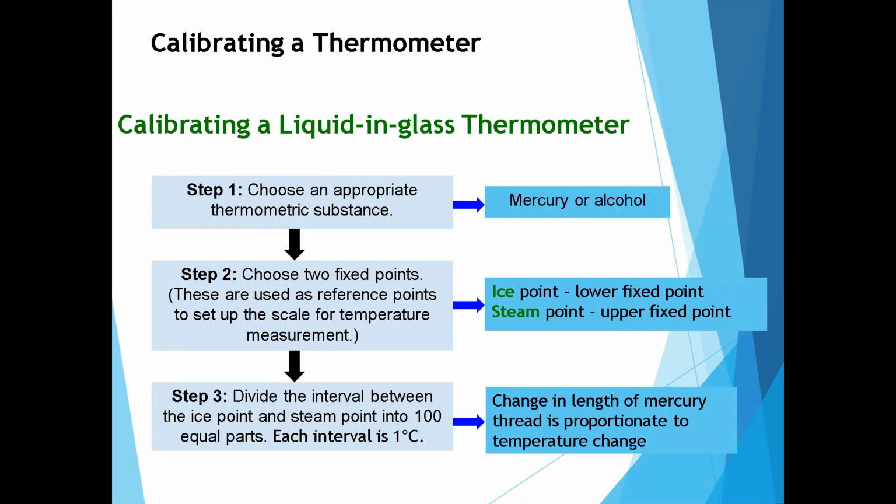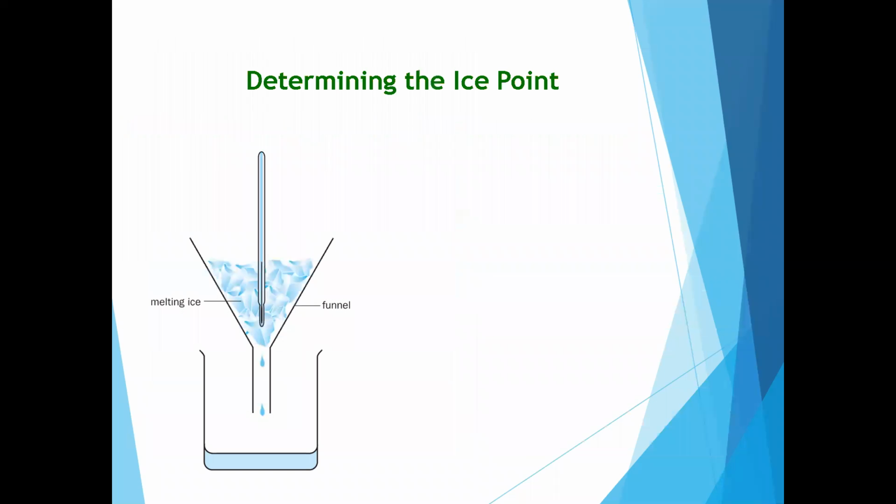It is proportionate to the temperature change, which means that the change in the volume or change in the length of mercury is varying linearly or continuously with a change in temperature.